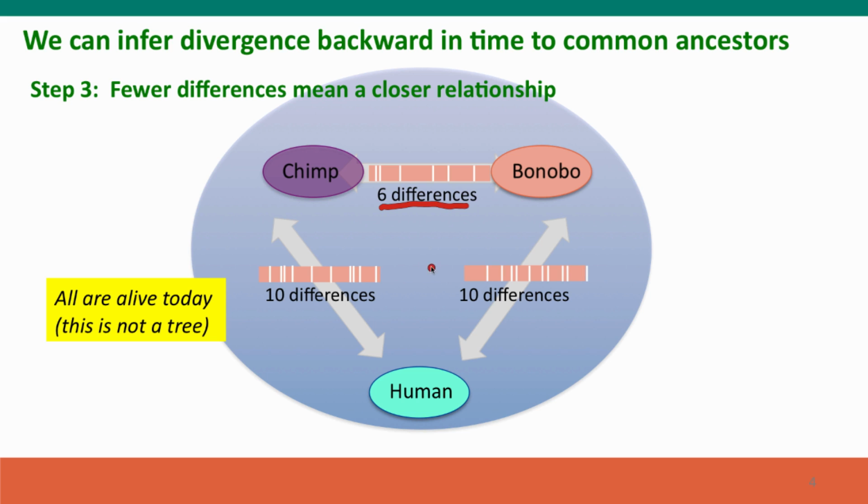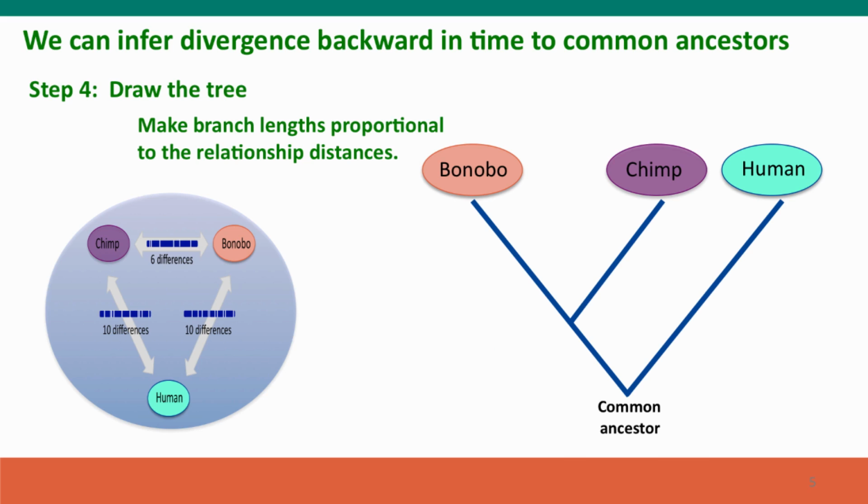Now we can use those sequence differences to actually draw a tree. So drawing the tree is actually, in principle, very simple. All you want to do is to make the branch lengths, that's these lines here, proportional to the relationship distances. And I'll show you how that's done. Now, we won't be asking you to actually generate phylogenetic trees, but I'll show you how it's done so you can see that it does make sense.